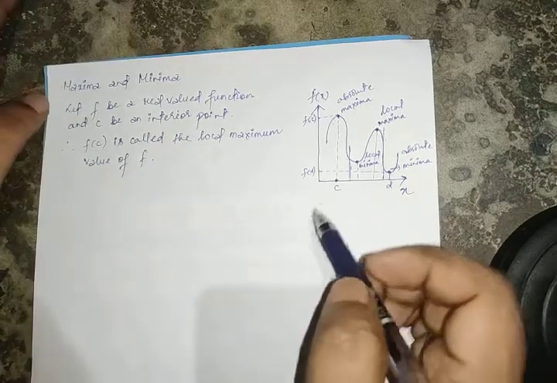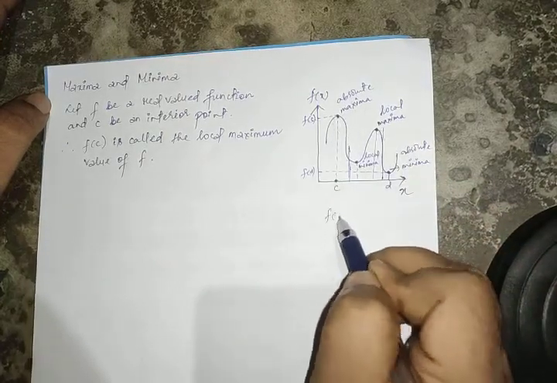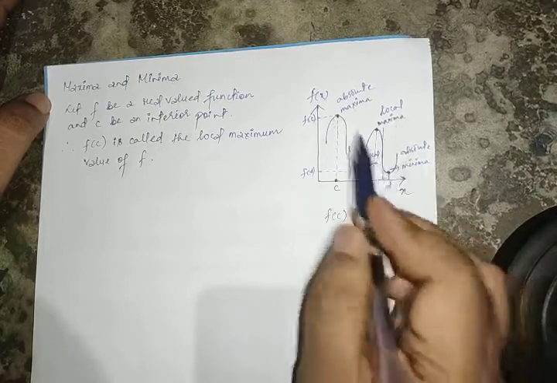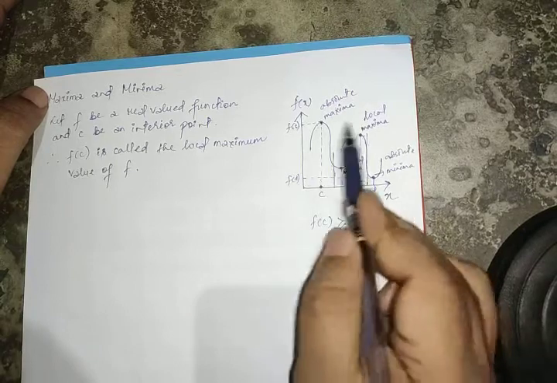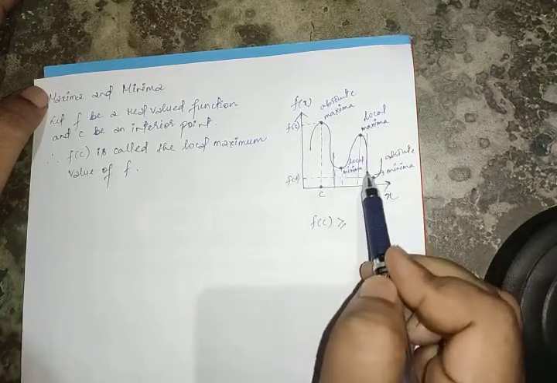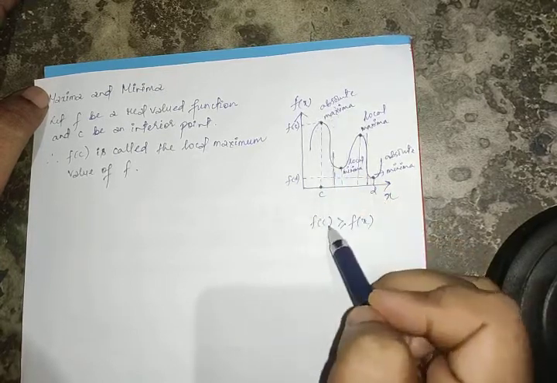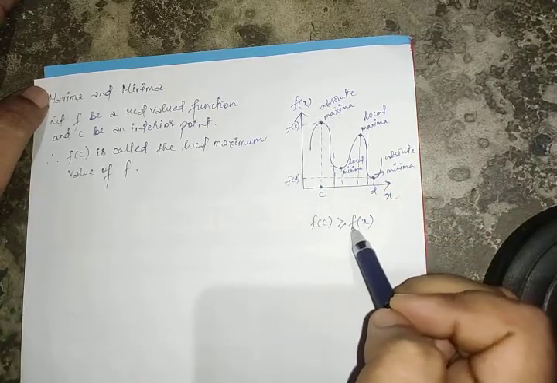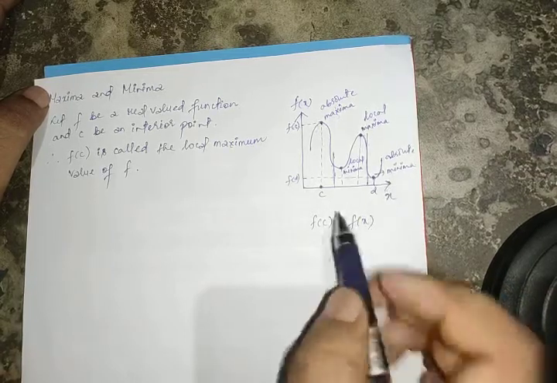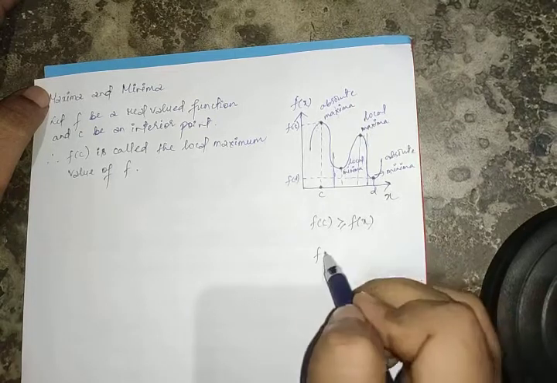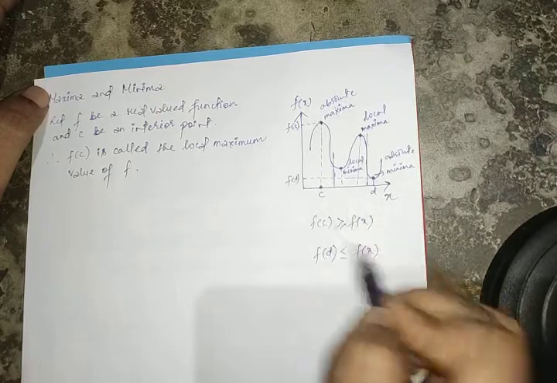One more thing. See, for the overall maxima, the value of f of c will be greater than all these function values, that means greater than f of x, for absolute maxima. f of c is greater than or equal to f of x. And then for minima, I have taken here d, so just read d. It will be less than or equal to the overall value of the function.